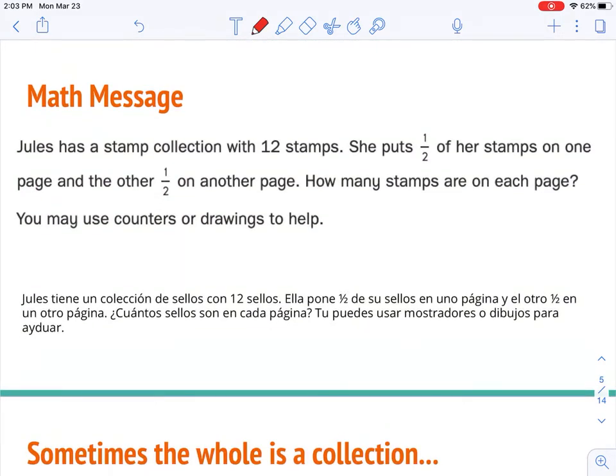All right, here's our math message. Jules has a stamp collection with 12 stamps. She puts half of her stamps on one page and the other half on another page. How many stamps are on each page? You may use counters or drawings to help you.